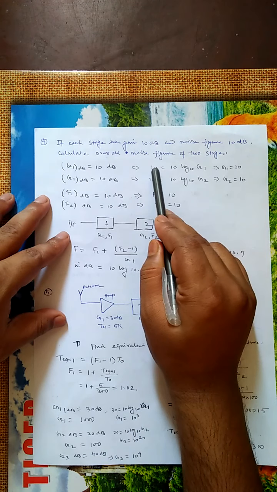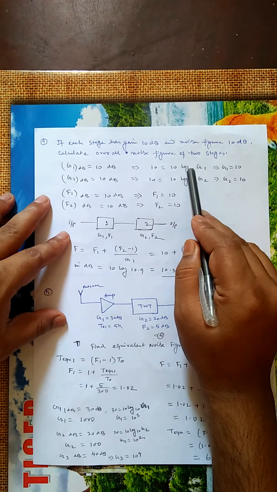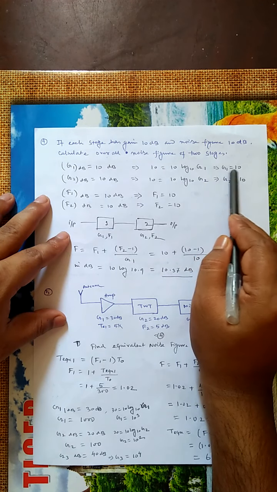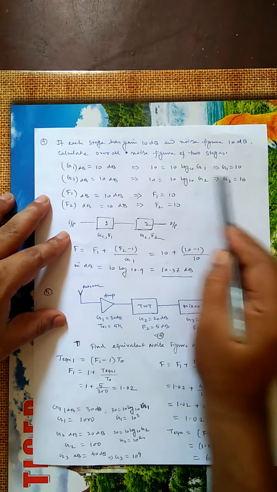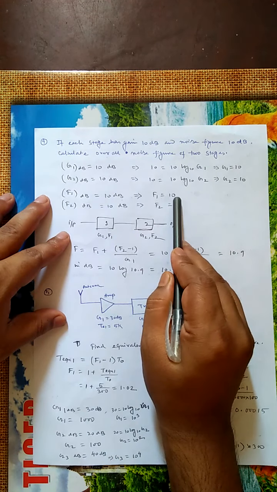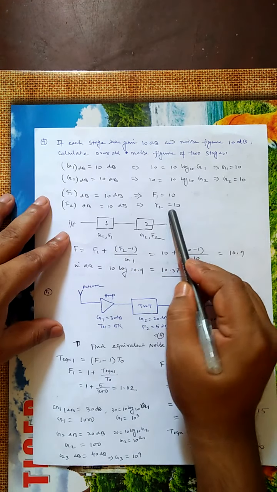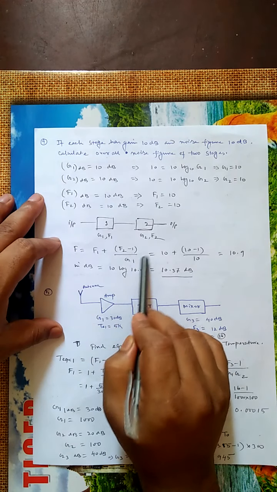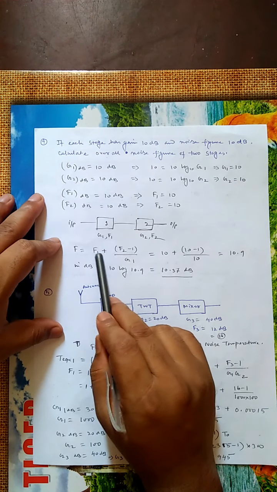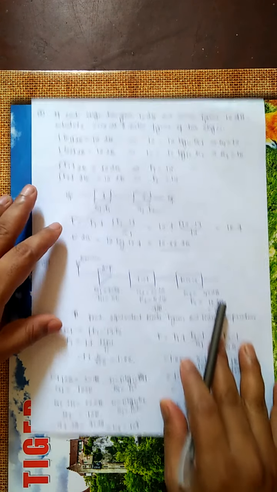So 10 dB means 10 equals 10 log base 10 of G1. So 10 divided by 10 is 1, and 10 to the power 1 equals 10. So G1 equals 10. Similarly 10 dB for G2 makes G2 equal to 10. 10 dB F1 makes F1 equal to 10. 10 dB F2 makes F2 equal to 10. For this formula, all the F values should be in magnitude form, not in dB form.